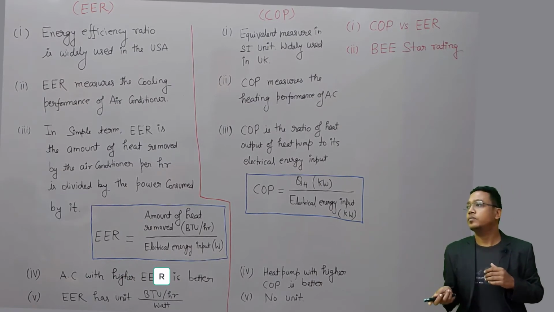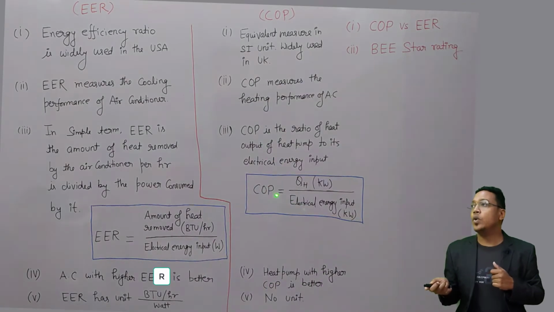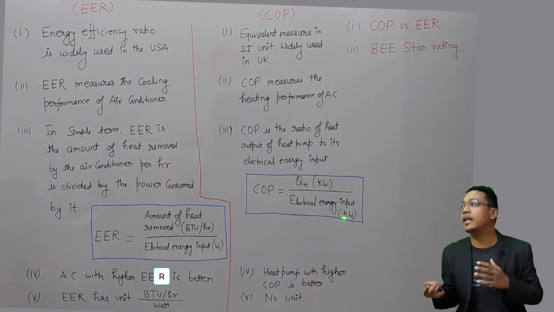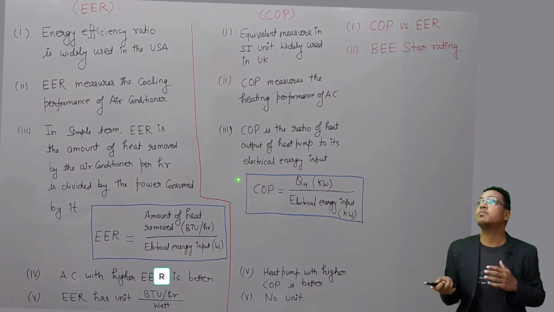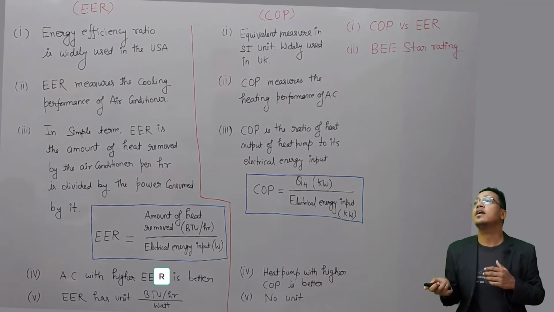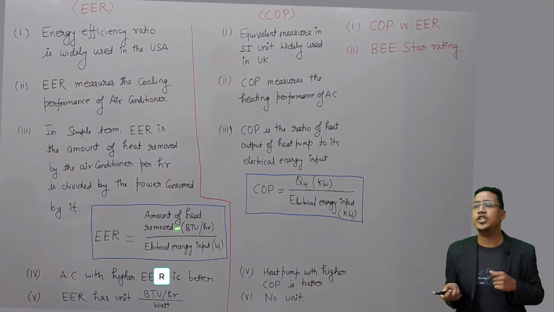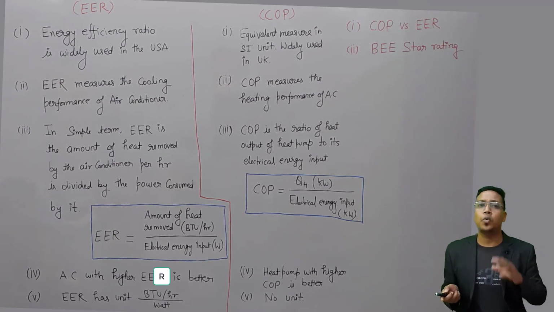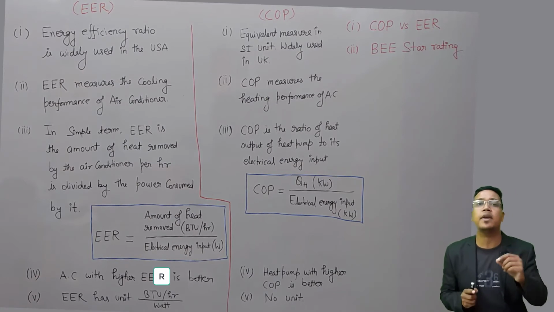Now, a heat pump with higher COP is better. I have already told this thing. In the same way, you can consider here COP is inversely proportional to the electrical energy input. If COP is more, then electrical energy input is less. Somewhat there is a similarity between these two, EER and COP. But the difference is that EER is for cooling performance, COP is for heating performance. You have to remember this.